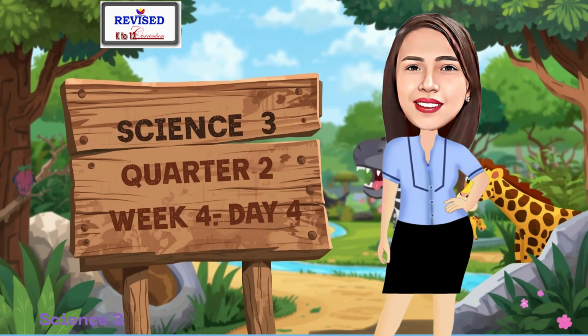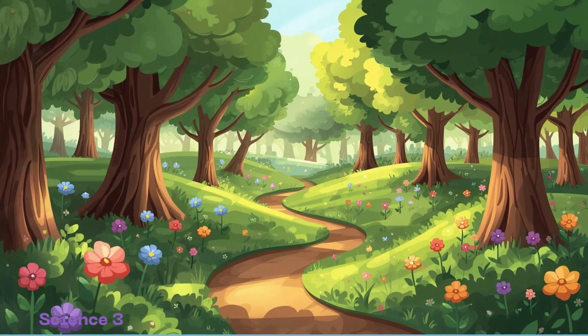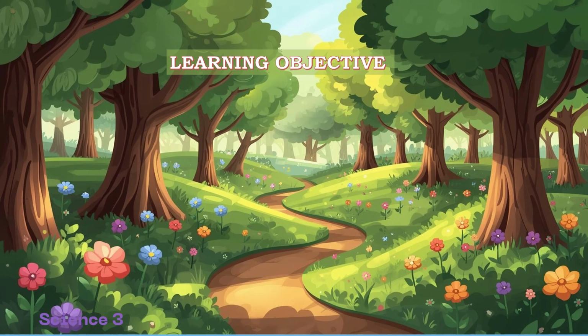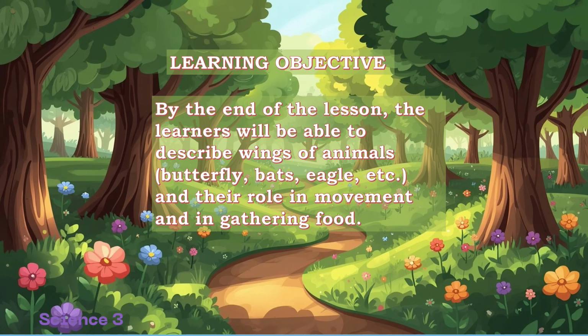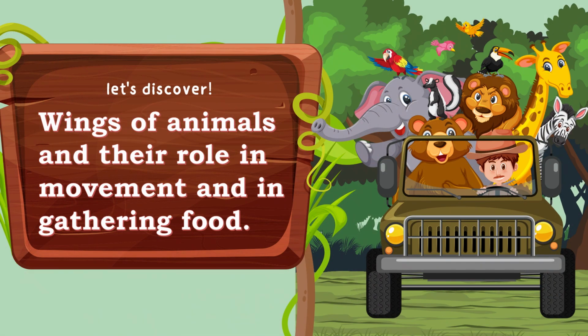Science 3 Quarter 2 Week 4 Day 4. Our learning objective: at the end of the lesson, you will be able to describe wings of animals, butterfly, bats, eagle, etc., and their role in movement and in gathering food. Let's discover wings of animals and their role in movement and in gathering food.